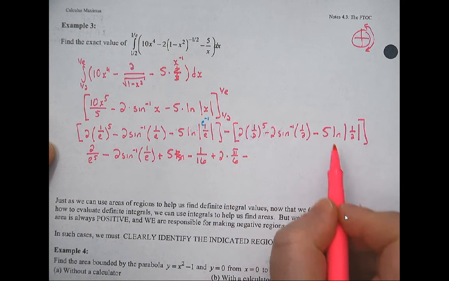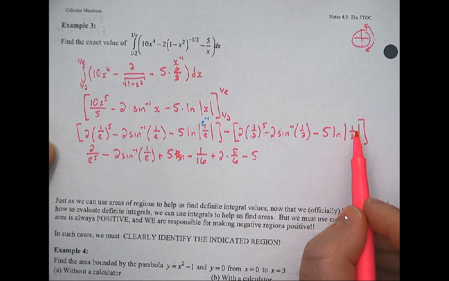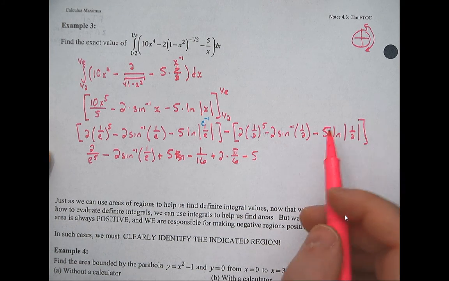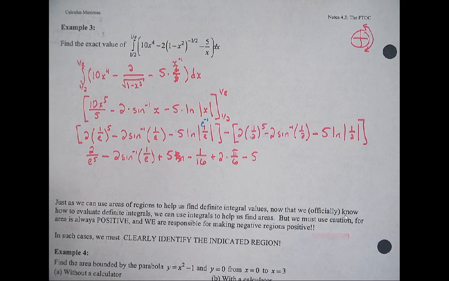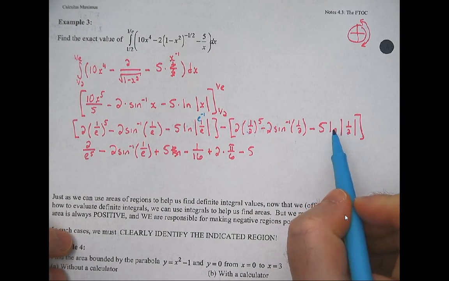Minus 5. Okay, natural log of 1/2. All right, this is another chance to get fancy here. I'm sure if this was a multiple choice question, they would clean this up similar to this. So I'm going to take this.